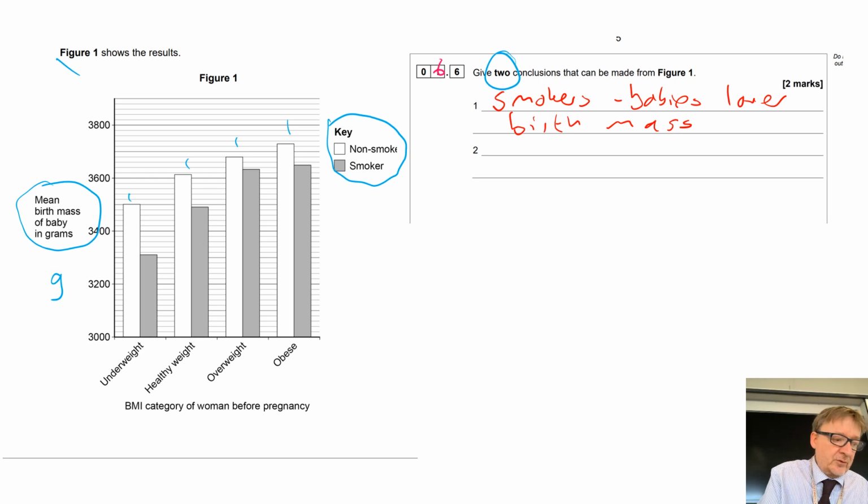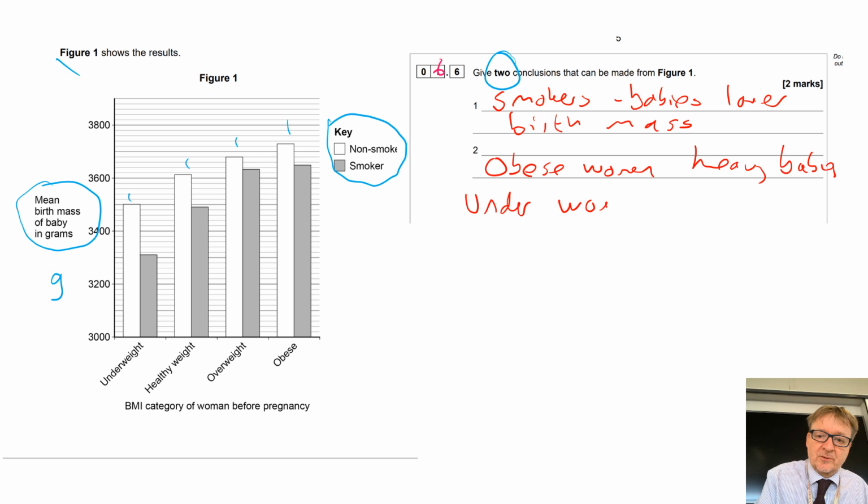Then what you could also do is you could also have that obese women have heavier babies, and you can also have underweight women, I can't write it all, underweight women have lighter babies. So you can see that because you've got an obese woman who's a non-smoker has a heavier baby than an underweight woman who is also a non-smoker. So there's a good comparison.